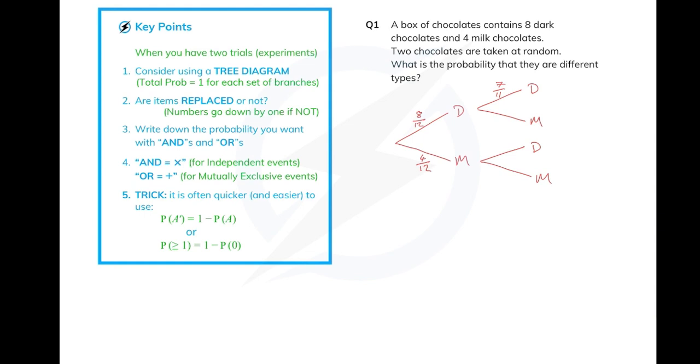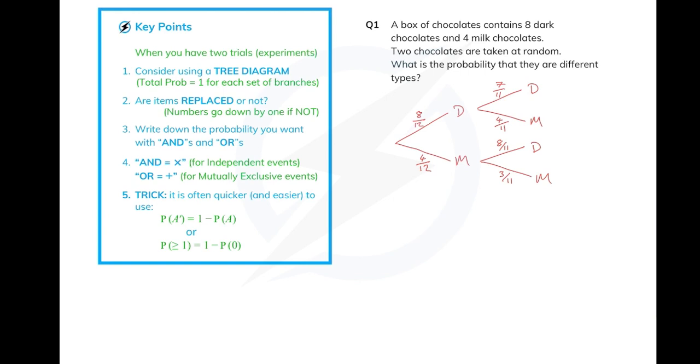Now what about milk chocolates? Well, there are still 4 milk chocolates left and 11 chocolates in total, and again check that those two add up to 1. For the second set of branches, there are 8 dark chocolates left but only 11 chocolates in total, and now there are only 3 milk chocolates left if I've taken one out, and 11 in total, and again the numbers are going down by 1.